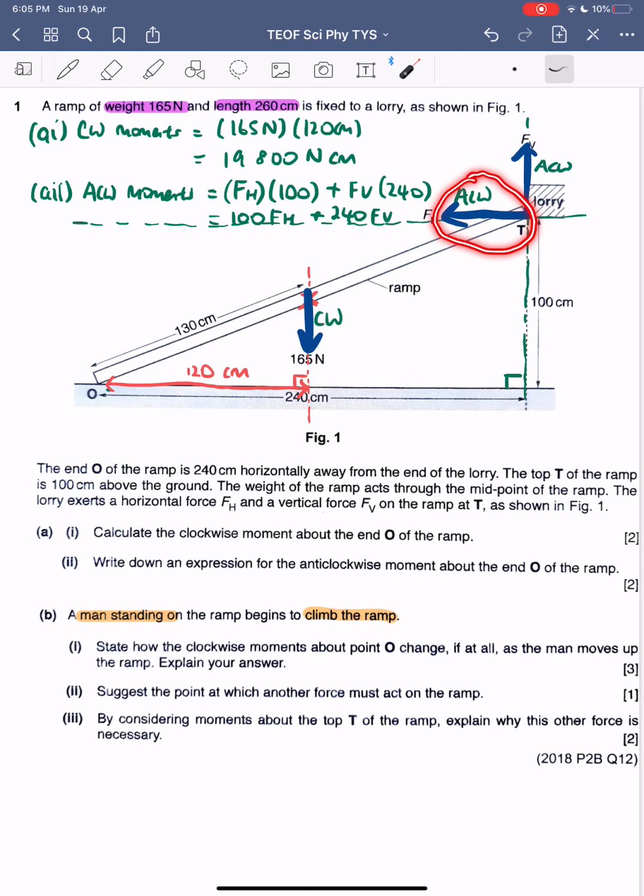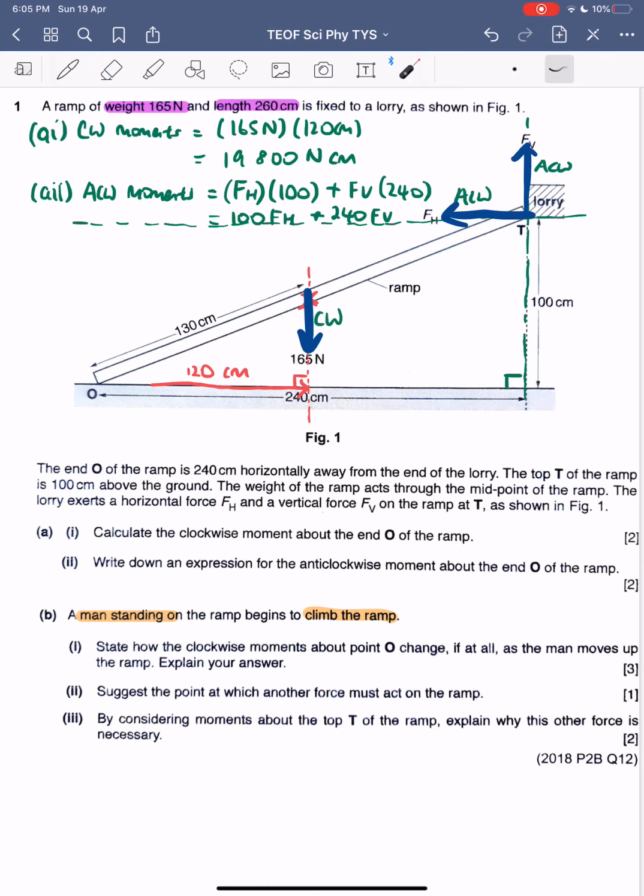Now, if we have no more forces, this will never be balanced. There will be net force. Then the beam cannot be in equilibrium, right? So we need a horizontal force that at least acts in the opposite direction. Okay, or it has some component that acts in the opposite direction, right? And that force can only come from this point over here, O.